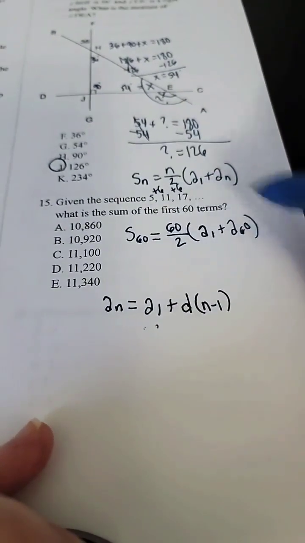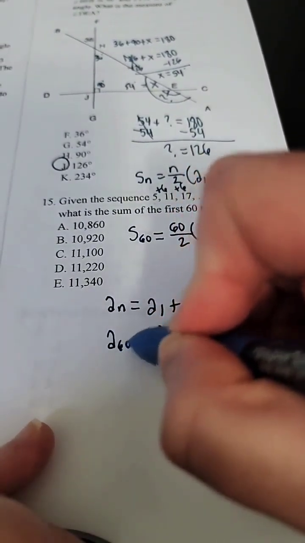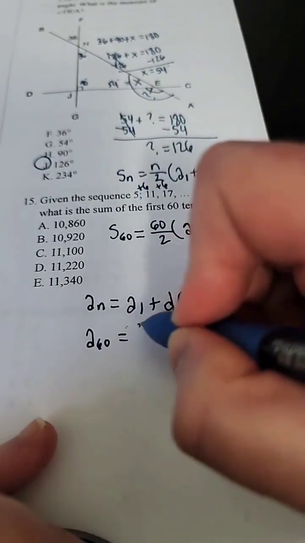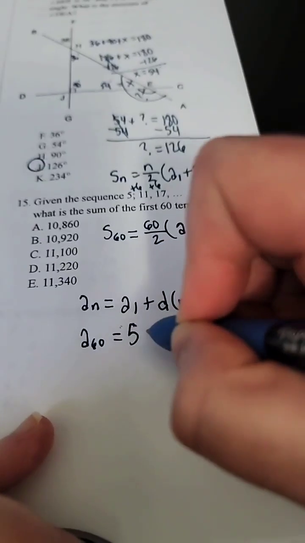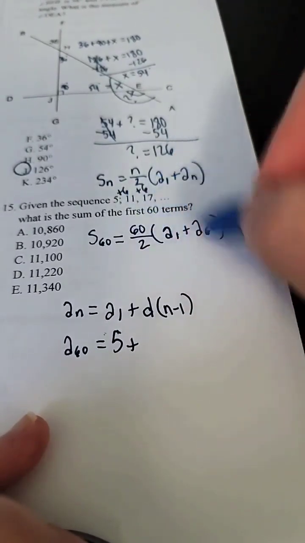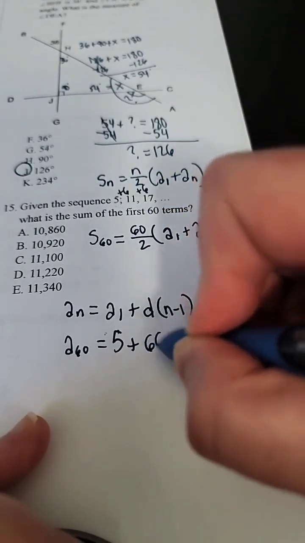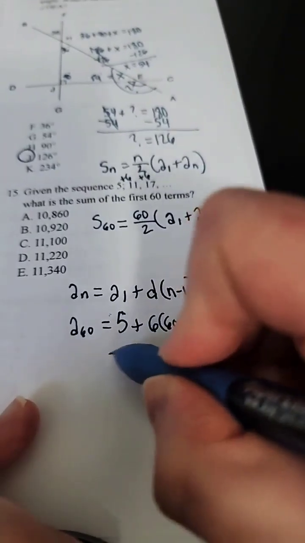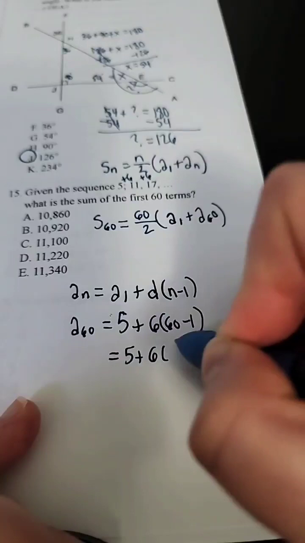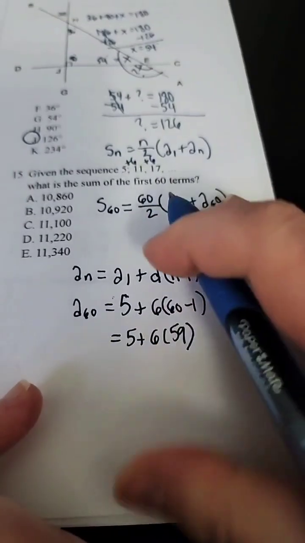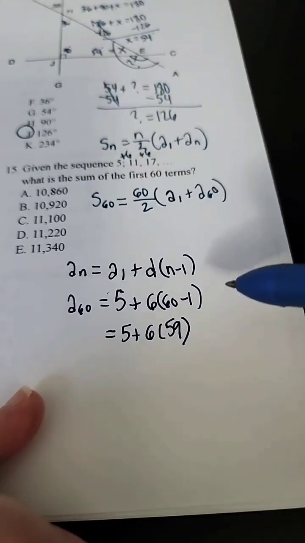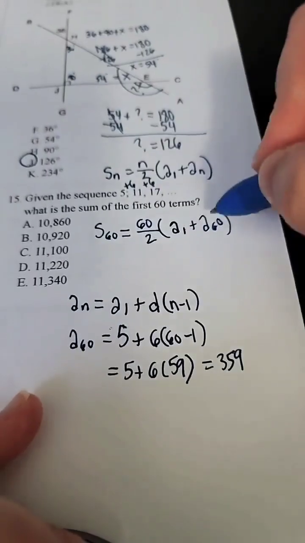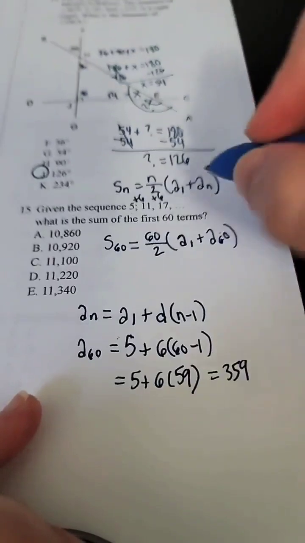So I'm going to just plug that into the formula. If I'm finding a 60, because I need that to solve the sum of 60, I'm going to say, okay, what's the first term in my list? It's 5. So a 60 is equal to 5 plus d, the number I'm adding each time is going to be 6, so plus 6 times 60 minus 1. So then this is equal to 5 plus 6 times 59, and that is going to equal 359. So that means that this a of 60 is equal to 359.